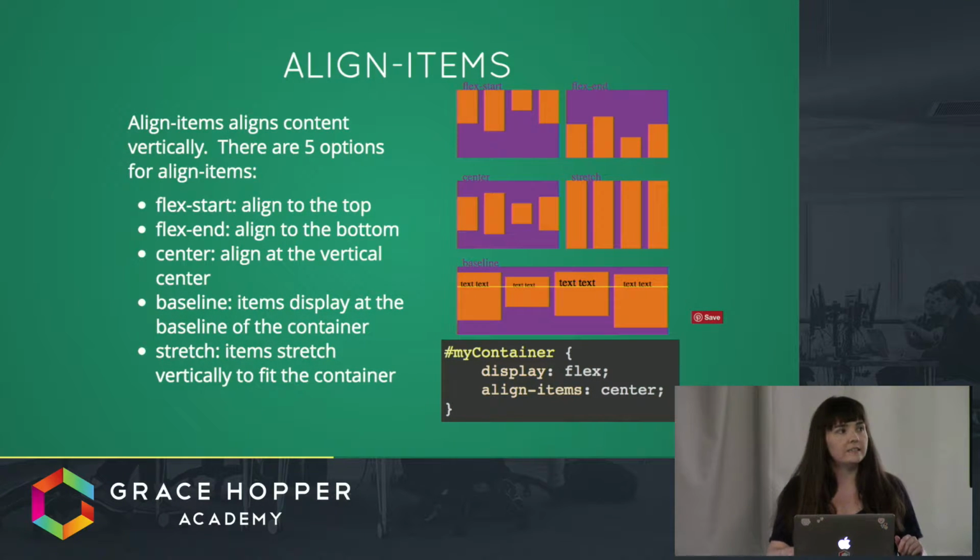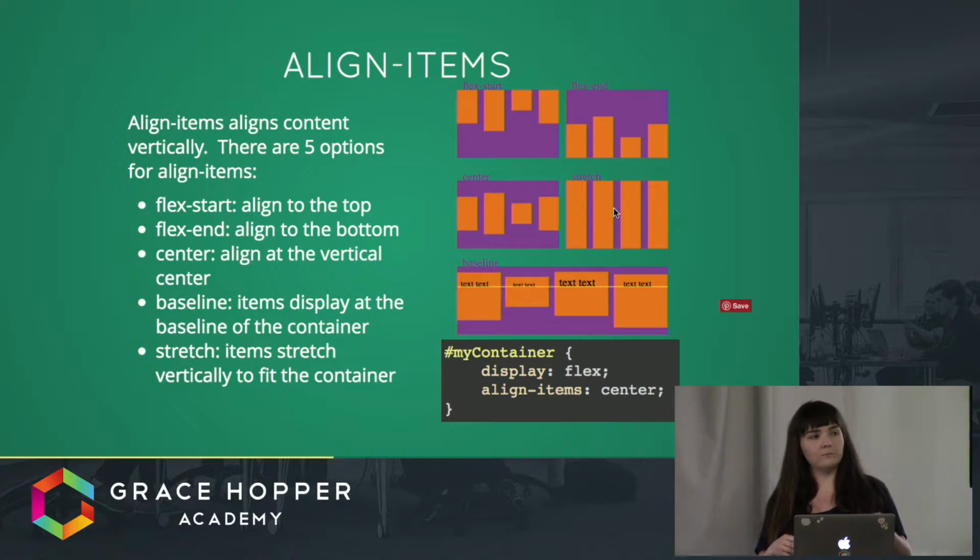Align items is similar to justify content, except it's referencing the vertical spacing, which I think is wonderful because before I knew anything about Flexbox, I found that vertical centering was extremely difficult and not very dynamic. So same or very similar property options to justify content. You can either align to the top of the page, to the bottom of the page, centering them, which is great. You can stretch the items vertically or align them to the baseline.